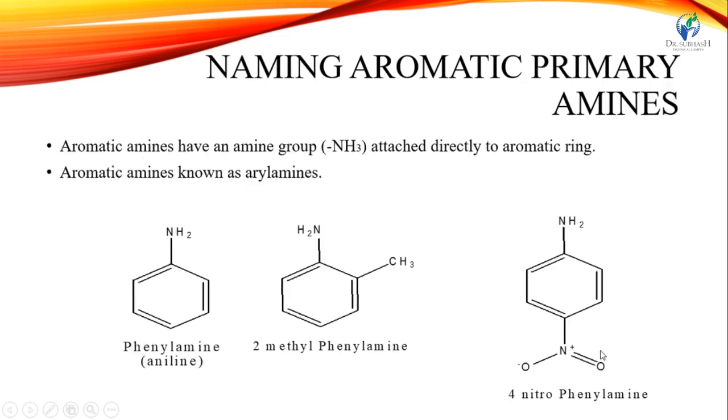And then aromatic primary amines. Aromatic amines have an amine group attached directly to the aromatic ring. Aromatic means a ring structure is present. We take one ring structure directly attached to the NH2 amine group. That's called the aromatic primary amine, also known as aryl amine. Examples are aniline, phenylamine, 2-methylphenylamine, and 4-nitrophenylamine. These are all primary aromatic amine examples.